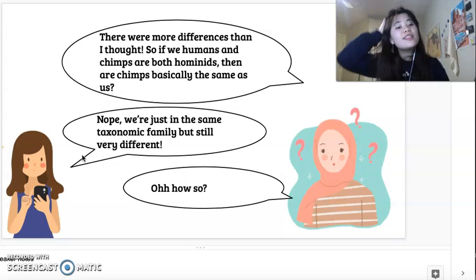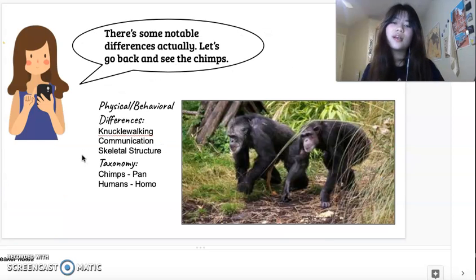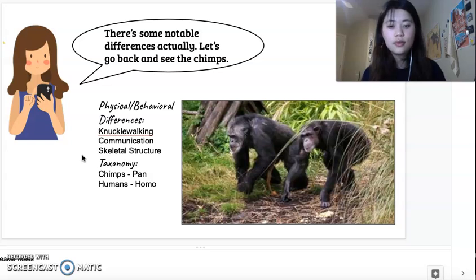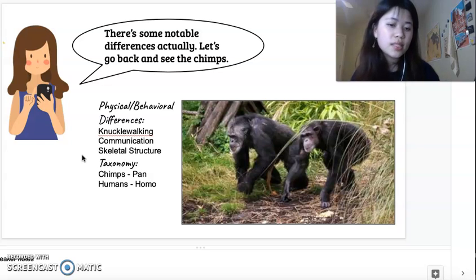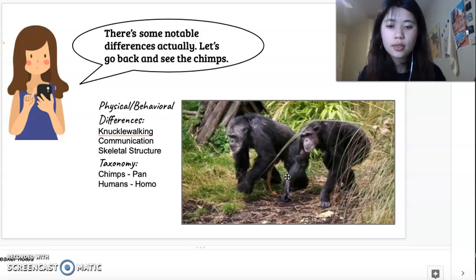So we can see the differences between chimps and other monkeys, but we're still grouped with them in the same family, so us humans. So what distinguishes us from them then? We're gonna take another look at that. There's quite a bit of differences, obviously. There's physical and behavioral differences, for one thing. We see here that these chimps are knuckle walking, which is not really a normal thing for us humans to do.